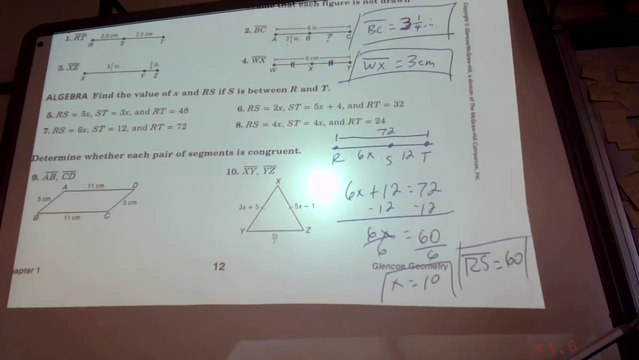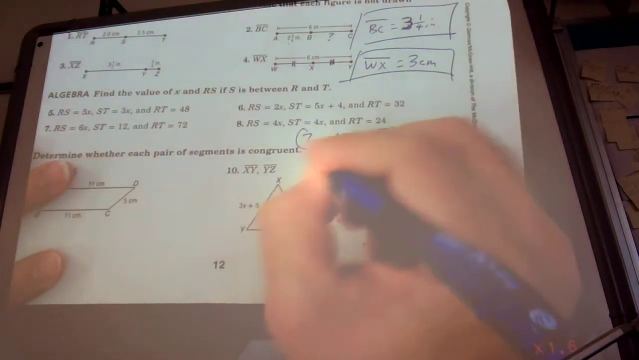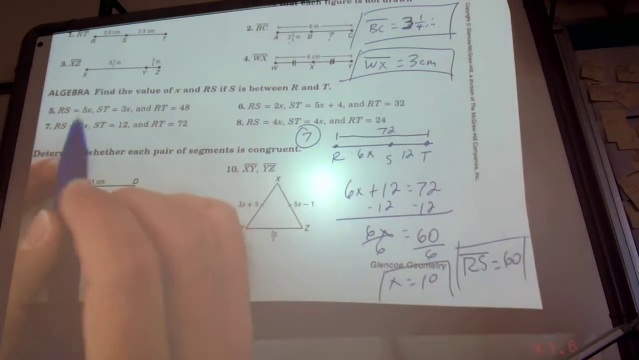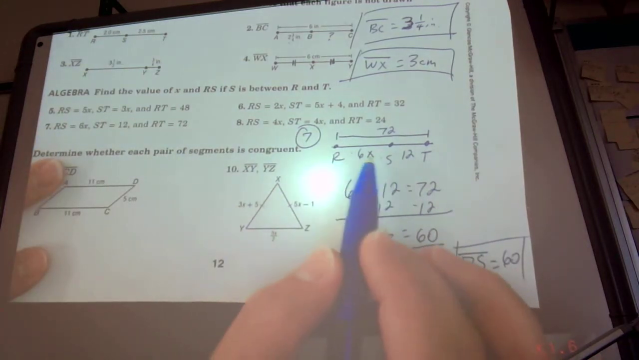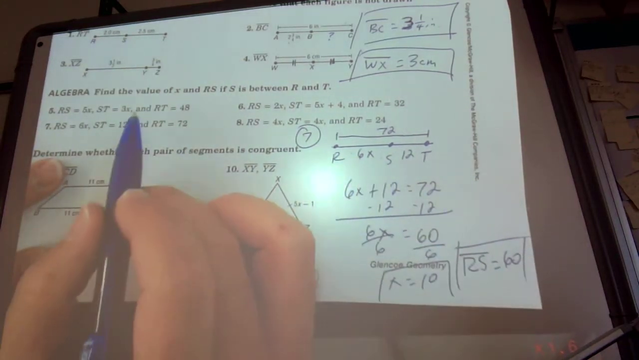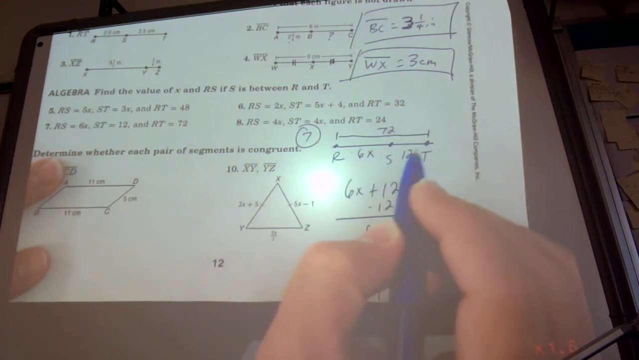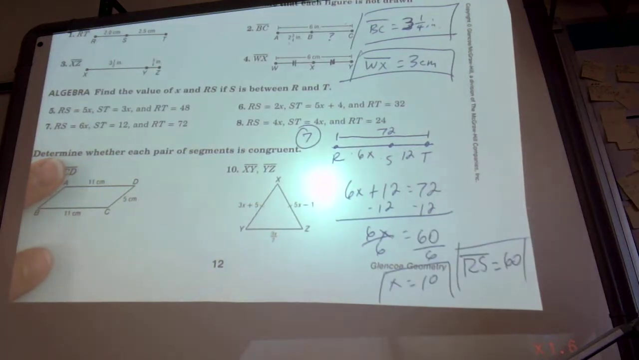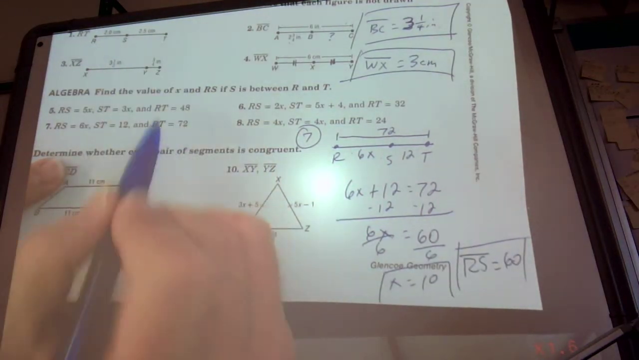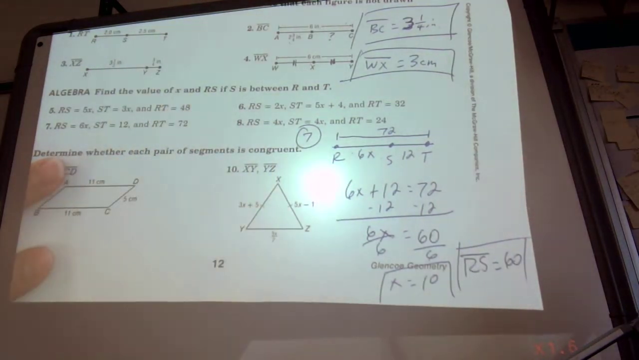I believe this is number 7 right here, okay? Should have put that on here. This is number 7. So here's what we got. We got RS is 6X. I like to write it right there by RS. ST is 12. And RT, so the length of the whole segment, is 72. They want us, again, to find X and then find RS.